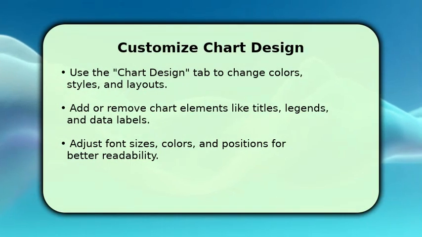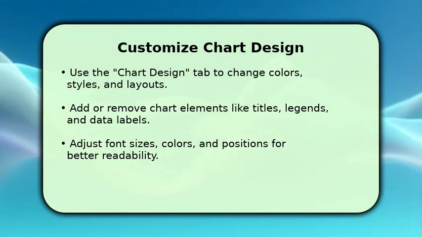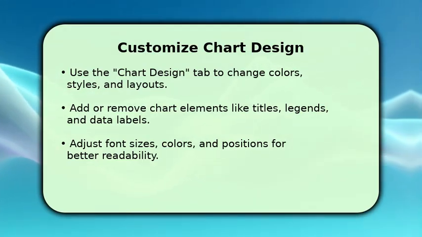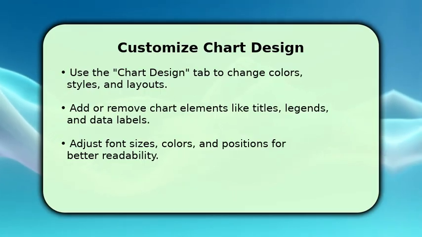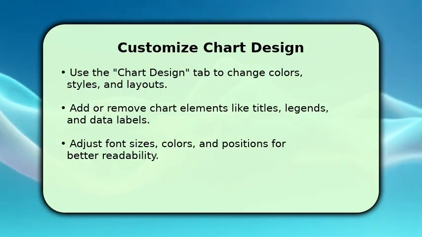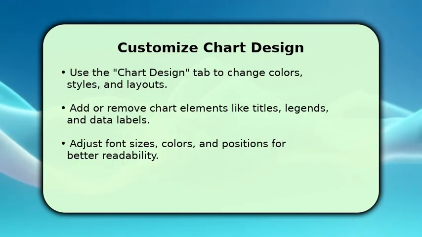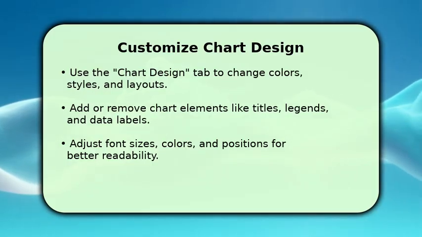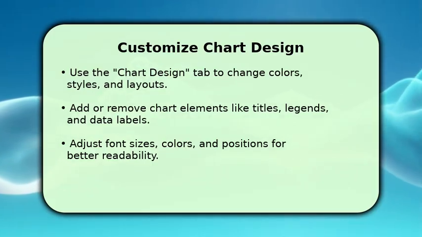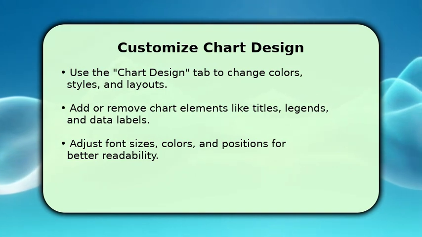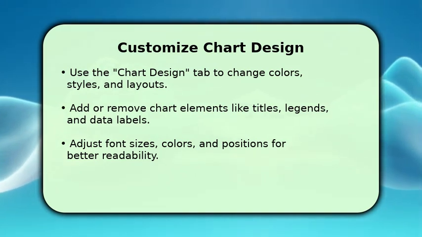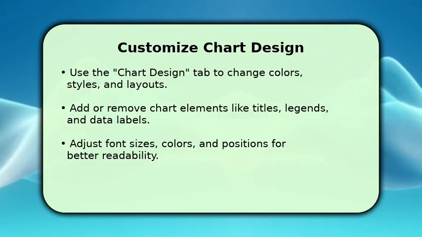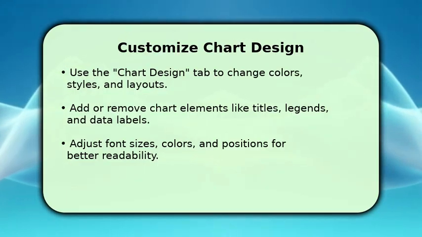After entering your data, it's time to make your pie chart visually appealing. Navigate to the Chart Design tab that appears when your chart is selected. Here, you can easily change the colors, apply different chart styles, and experiment with various layouts to find what works best. You can also add or remove essential chart elements such as the chart title, legend, and data labels. Adjusting font sizes and colors will significantly enhance readability for your audience.